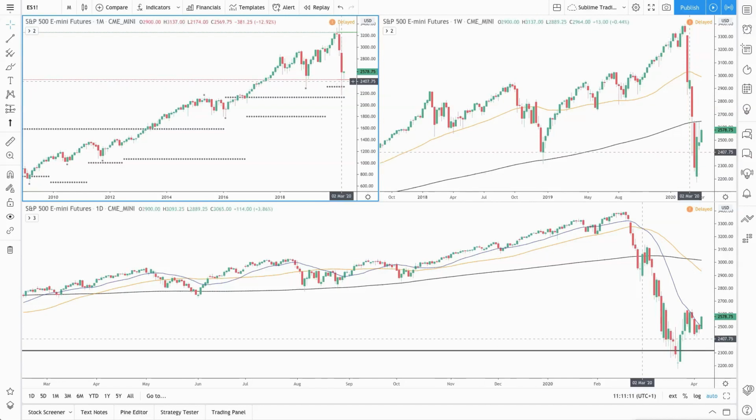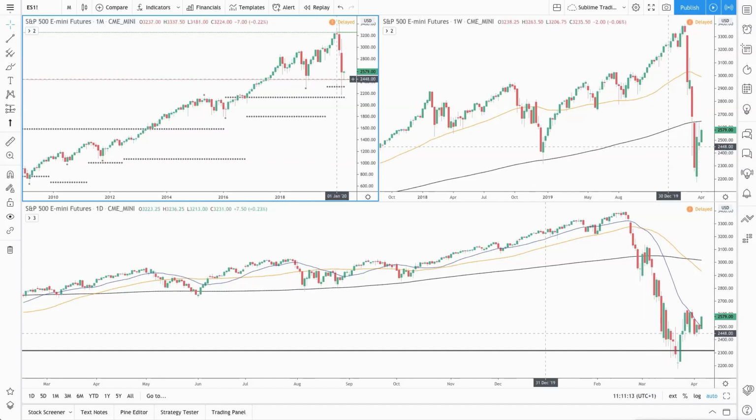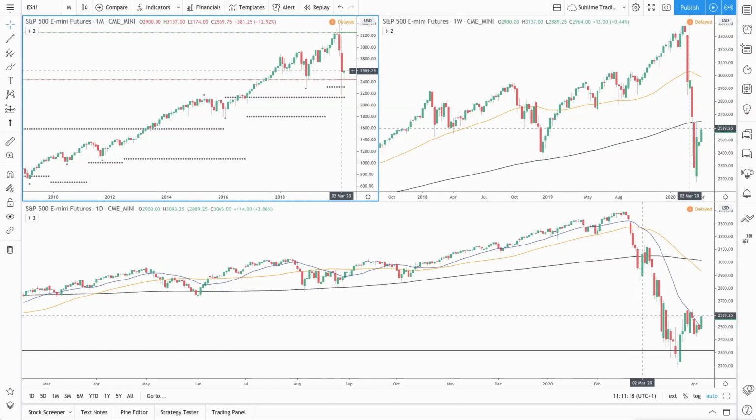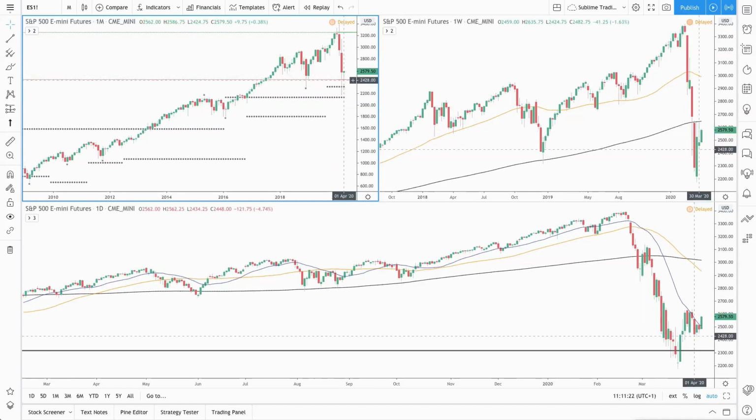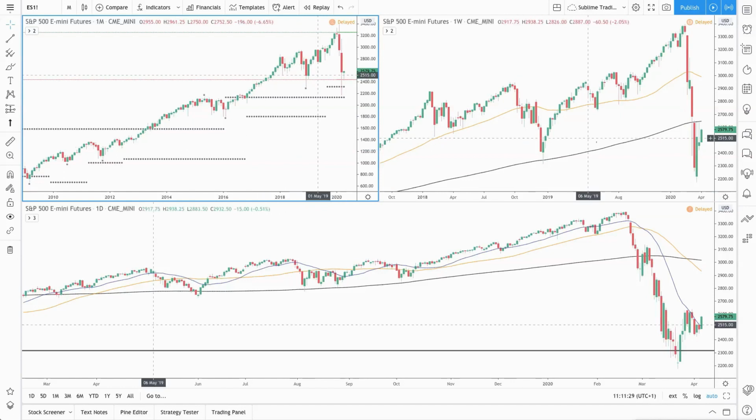If you look at the monthly, we can see price is finding support at the low of last year. If you look at April's candlestick, March's candlestick closed above it. April's candlestick is currently finding support at the low of last year. So we could potentially see strength, or this could be a temporary bull revival before further weakness.